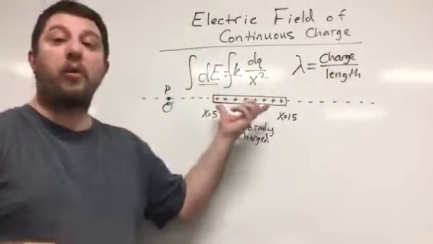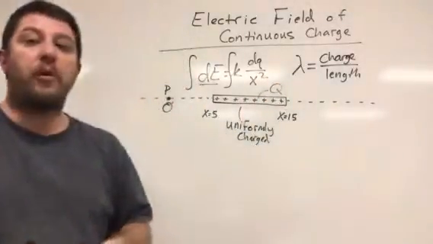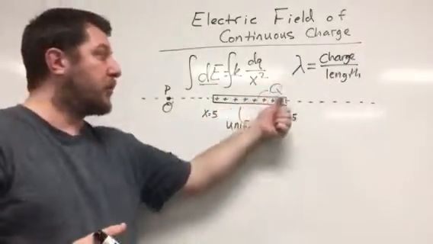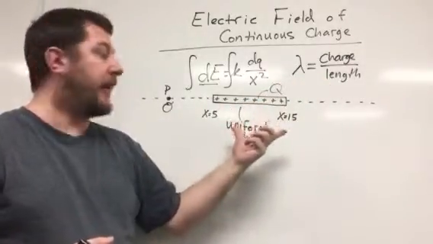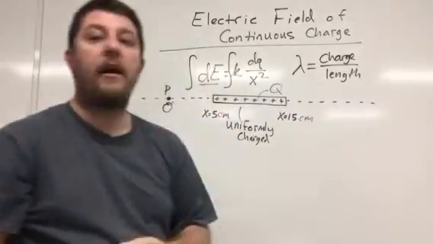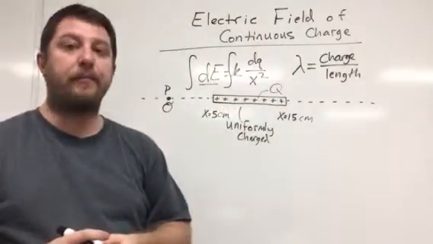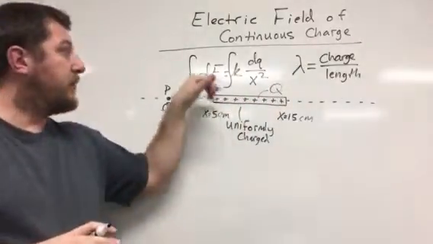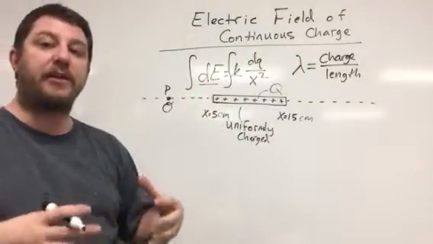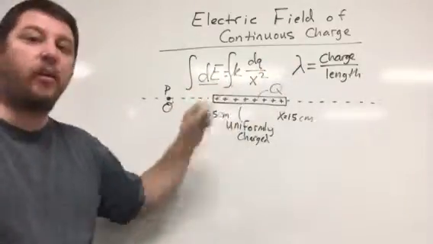So whatever my total charge capital Q is, say I have capital Q on my rod, the lambda is going to be the total charge capital Q divided by the length, in this case 10 centimeters. So my rod stretches a length of 10 centimeters. But we're talking about differential elements here. So dE is going to be a differential element, as is dQ.